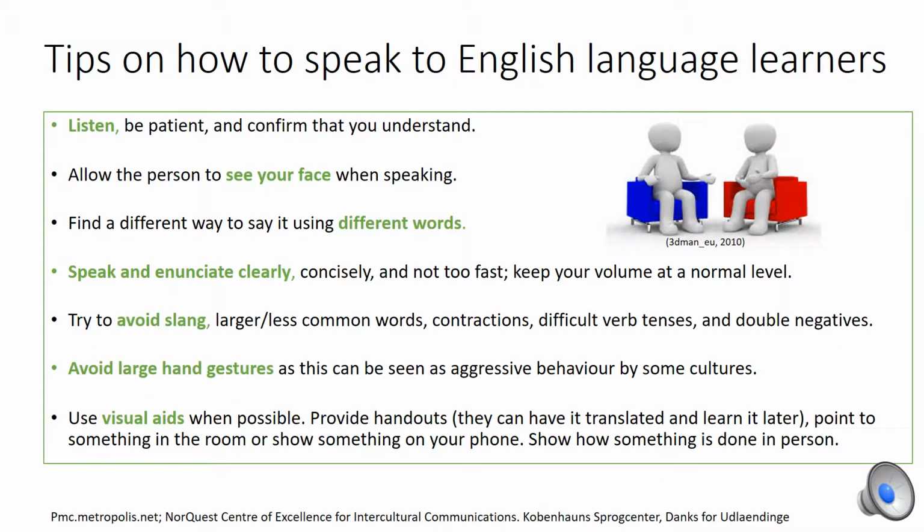Tips on how to speak to English language learners. Listen, be patient, and confirm that you understand. Allow the person to see your face when speaking. Find a different way to say it using different words. Speak and enunciate clearly, concisely, and not too fast. Keep your volume at a normal level. Try to avoid slang, larger or less common words, contractions, difficult verb tenses, and double negatives.